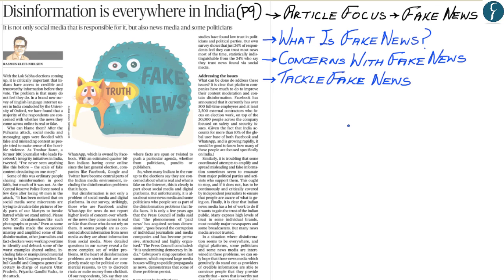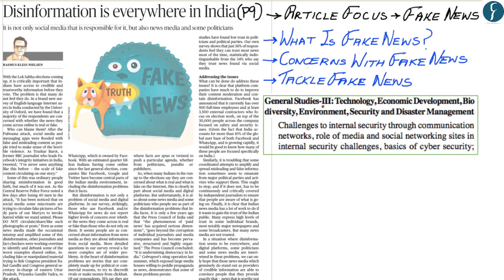Now we've already discussed fake news in a much earlier DNS video of last year. Therefore, what we're going to do today is again revise all of these three aspects. You should see this editorial and the upcoming explanation from the perspective of GS Paper 3 within the section Security, and within the subsection Challenges to Internal Security through Communication Networks, Role of Media and Social Networking Sites in Internal Security Challenges, and Basics of Cybersecurity.